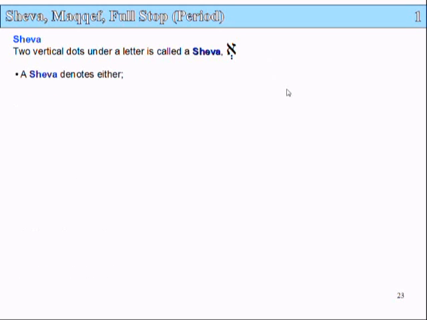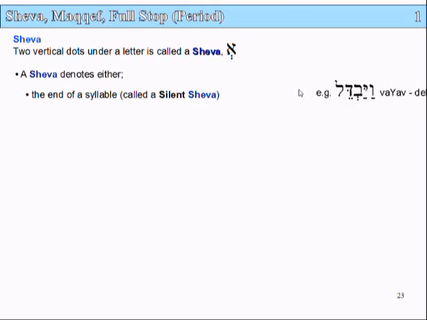A Sheva denotes either the end of a syllable, in which case it's called a silent Sheva. For example, this word here, vayavdal. The Sheva tells us that this is the end of the syllable, vayav, and that the next letter after this is the beginning of a new syllable, dal. Vayavdal.